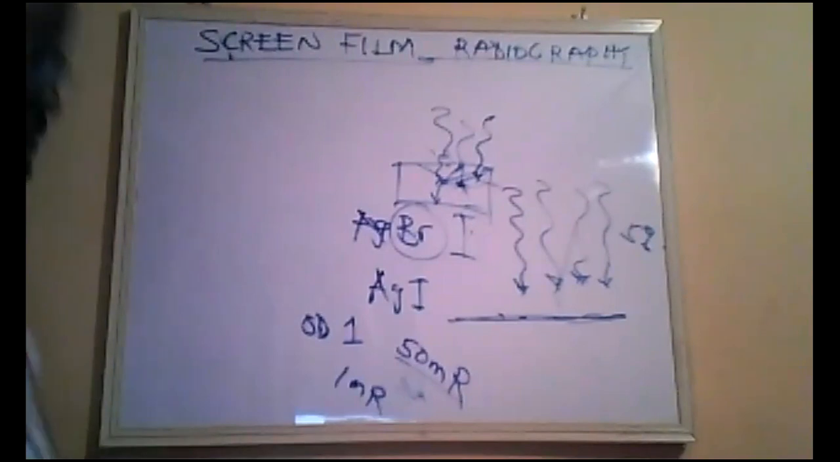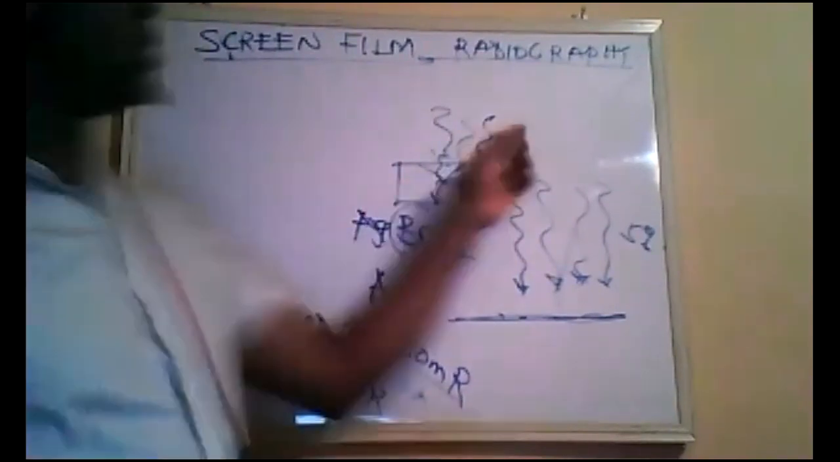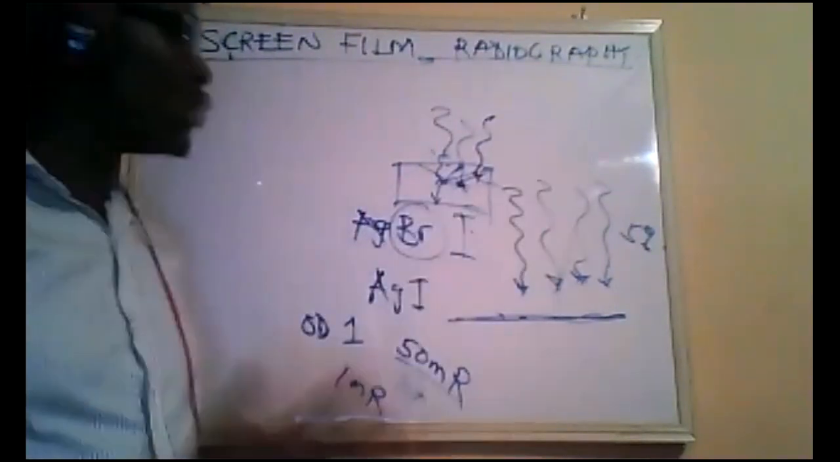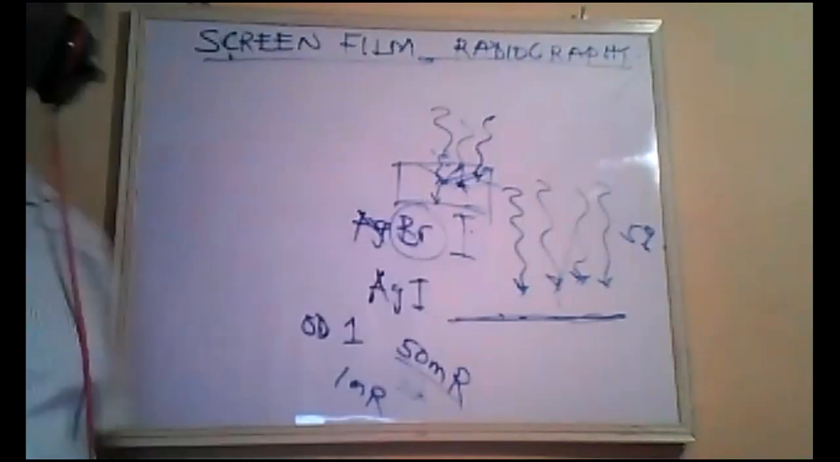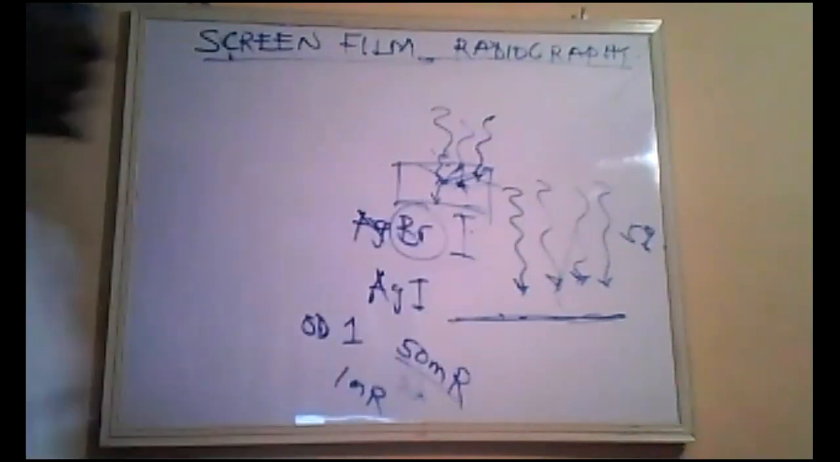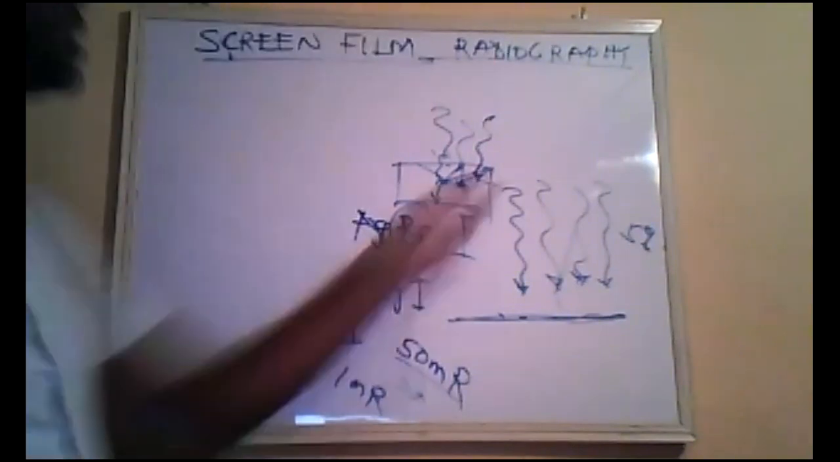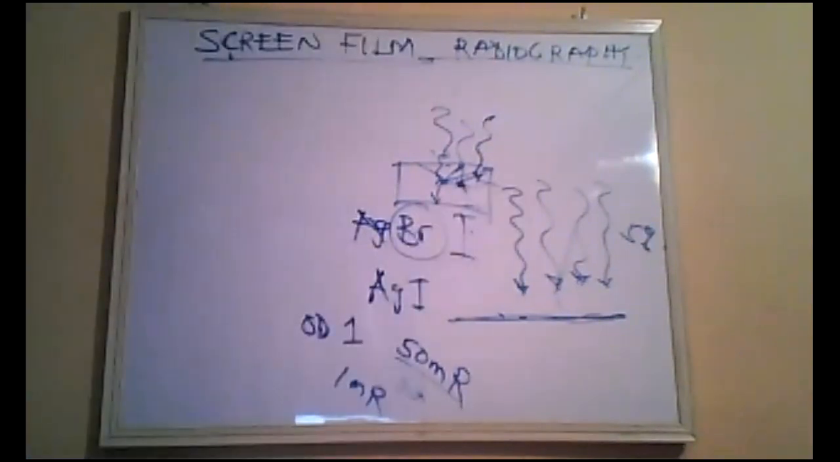You can see the essence of the screen, of course, is to absorb the X-ray photon and then emit light, which is greatly multiplied. So it is a multiplicative factor. It is used for multiplication of the light beam.